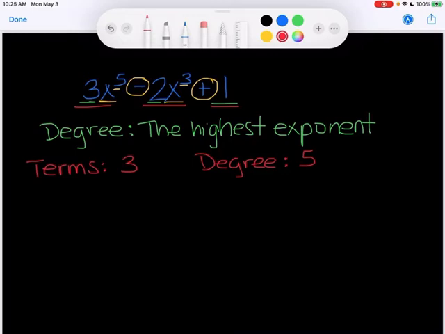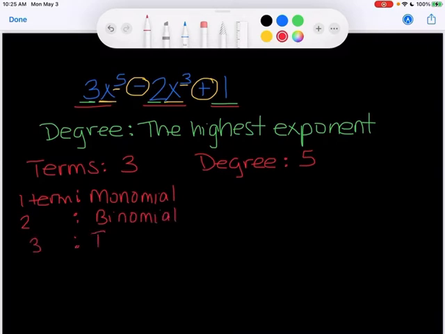So one term we call a monomial. 2 terms is a binomial. And 3 terms is a trinomial. Anything above 3 terms, we just say polynomial. Now, they're all polynomials, but we don't have a specific name for above 3 terms. So this one, since it's got 3 terms, is a trinomial.